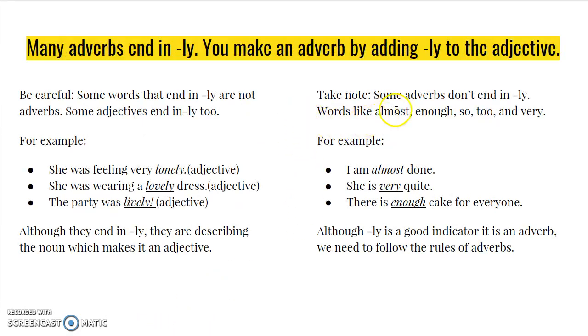Let's take note. Some adverbs don't end in ly. That's interesting. Words like almost, enough, so, too, and very. So here's the example. I am almost done. Almost is the adverb. It's not describing the noun. It's telling a frequency. Or she is very quiet. Or there is enough cake for everyone. These are all adverbs, and they don't end in that ly pattern.